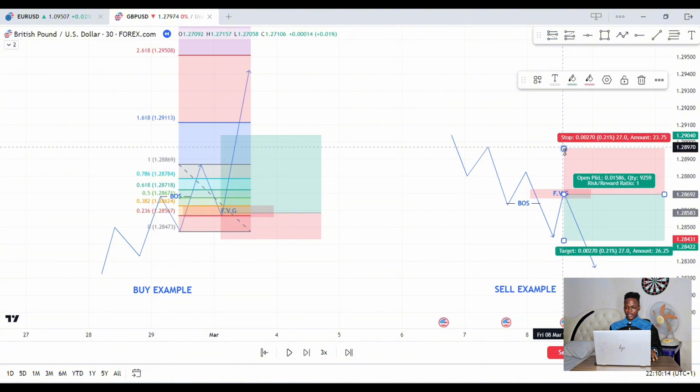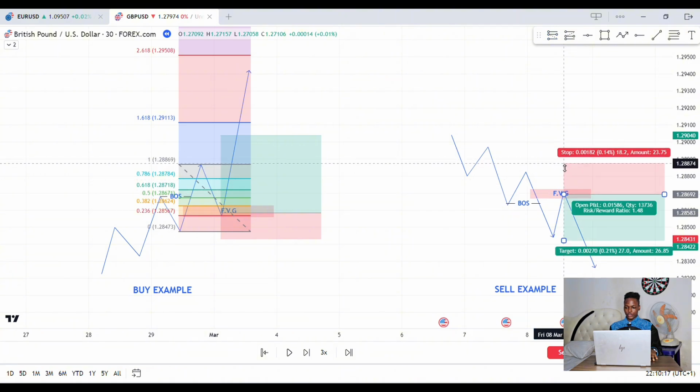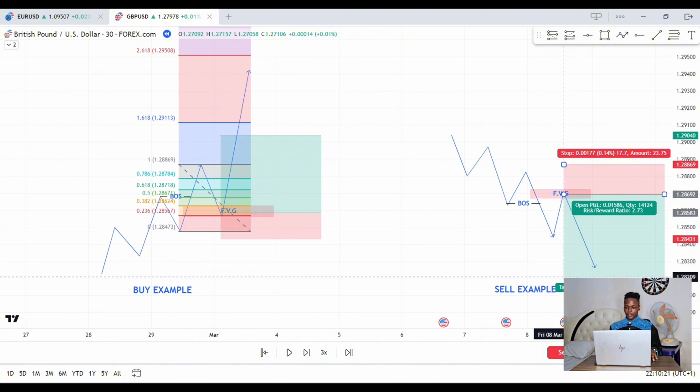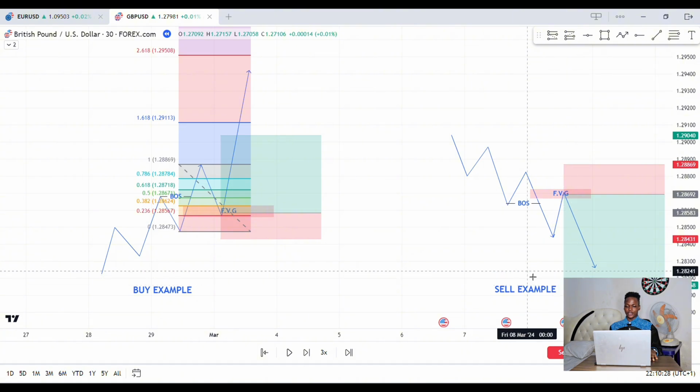You sell right here, stop loss above the previous swing point, and then your take profit is going to be a risk to reward of 1:3. Let's take a look at an example in the real charts.